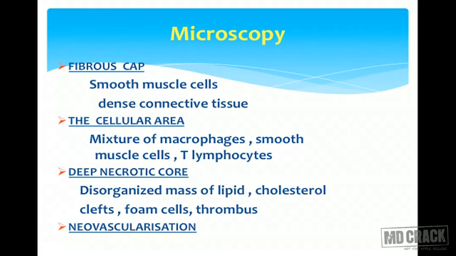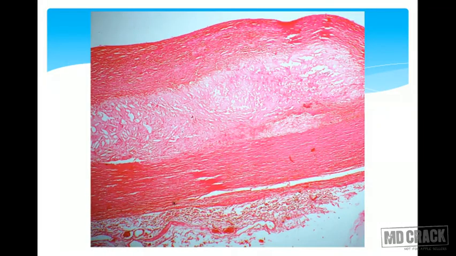So microscopically what you will see is the fibrous cap on both sides, which is composed of smooth muscle cells and dense connective tissue. The cellular area shows macrophages, smooth muscle cells and T lymphocytes containing lipid; these are what we call foam cells. And the central area may show a deep necrotic center, which is composed of a disorganized mass of lipid, cholesterol clefts, and even thrombus formation can be there. There can be an effort from the vessel to form new blood vessels; neovascularization can be seen.